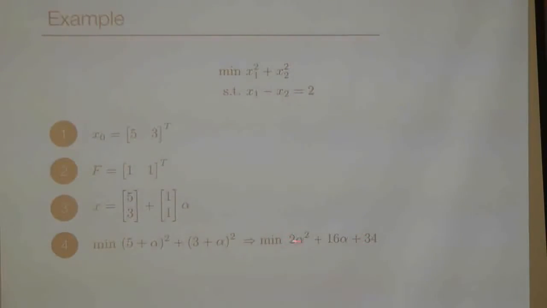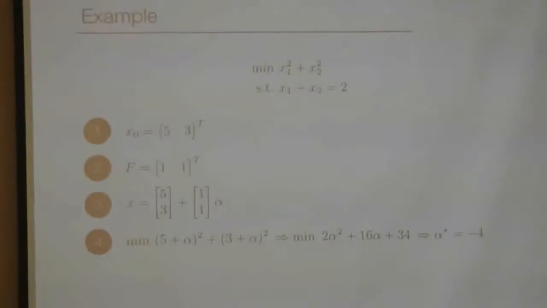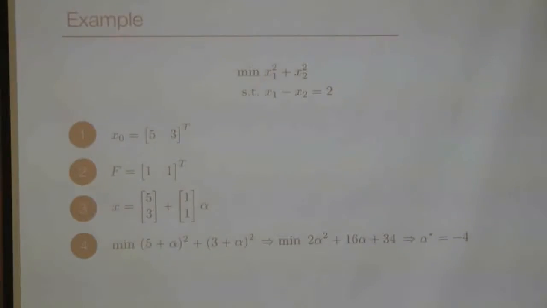So we have the expansion. It's actually minus 4. We take the derivative, which is a times alpha equal to 16, not just 16, it's 16 plus 34. So that's why the optimal alpha is minus 4. And we can recover the optimal x from here. And that's our optimal solution with respect to this original problem.